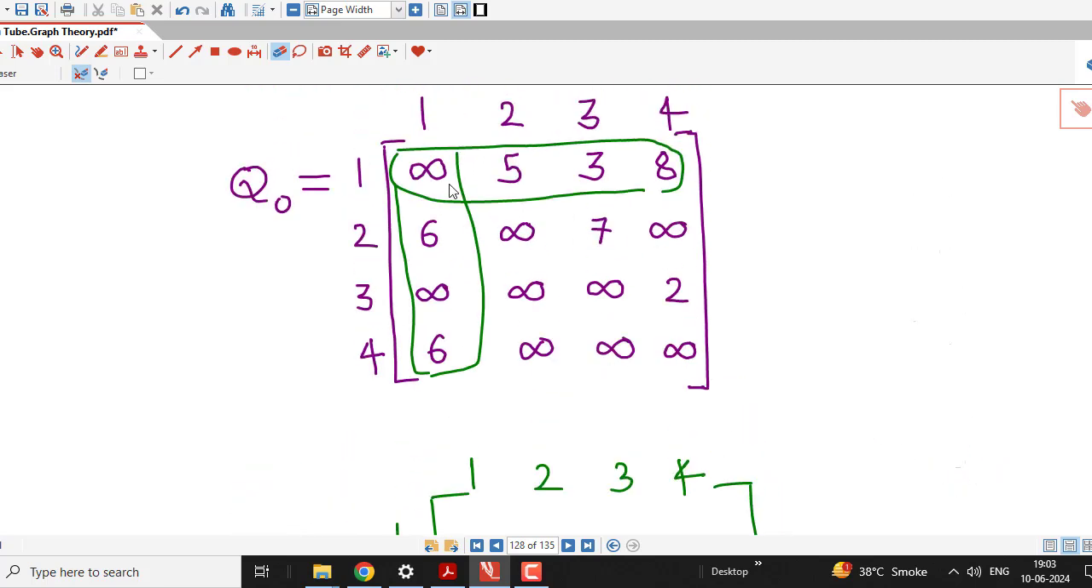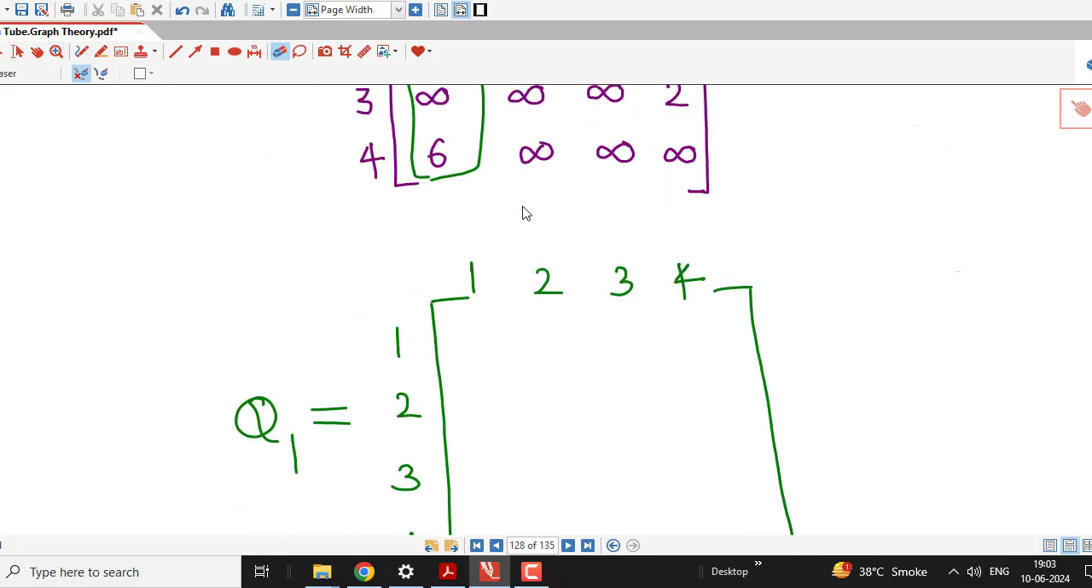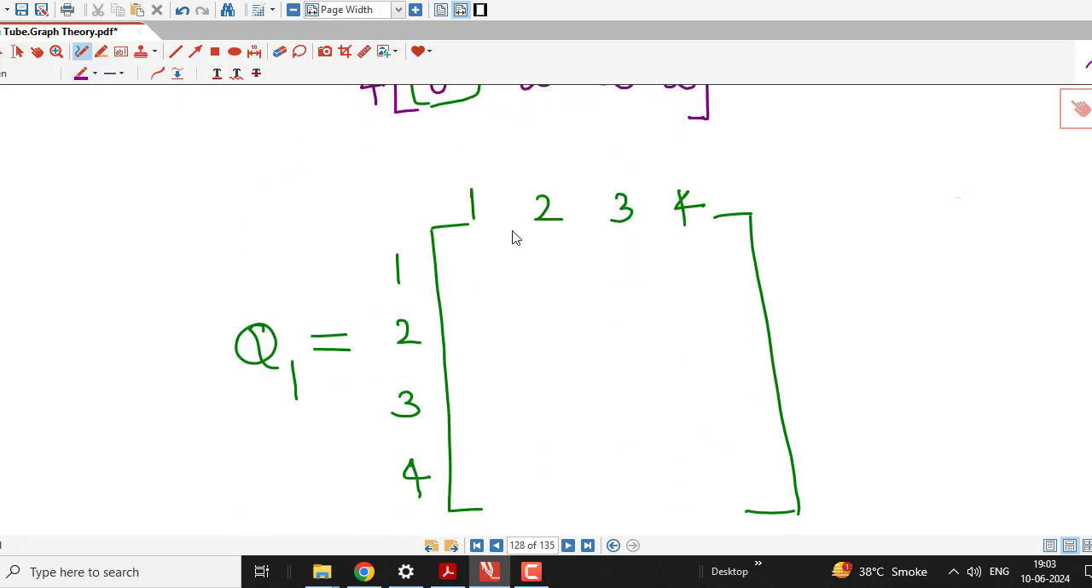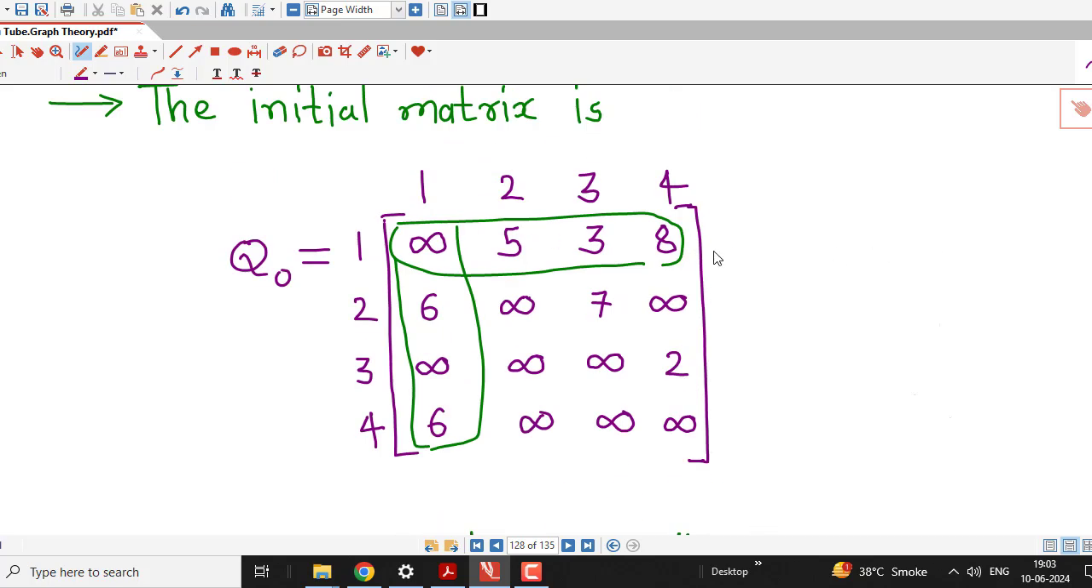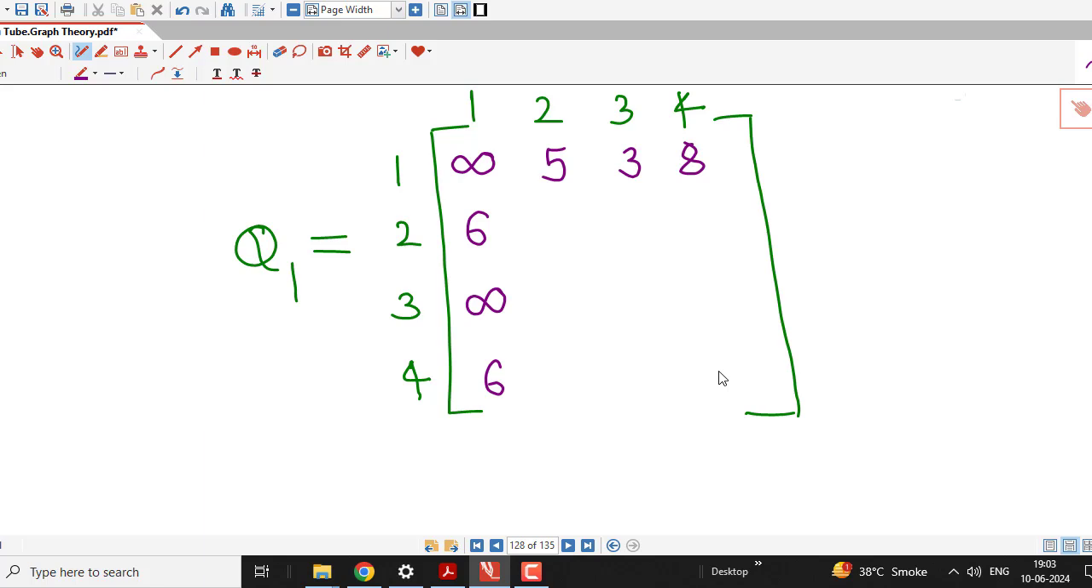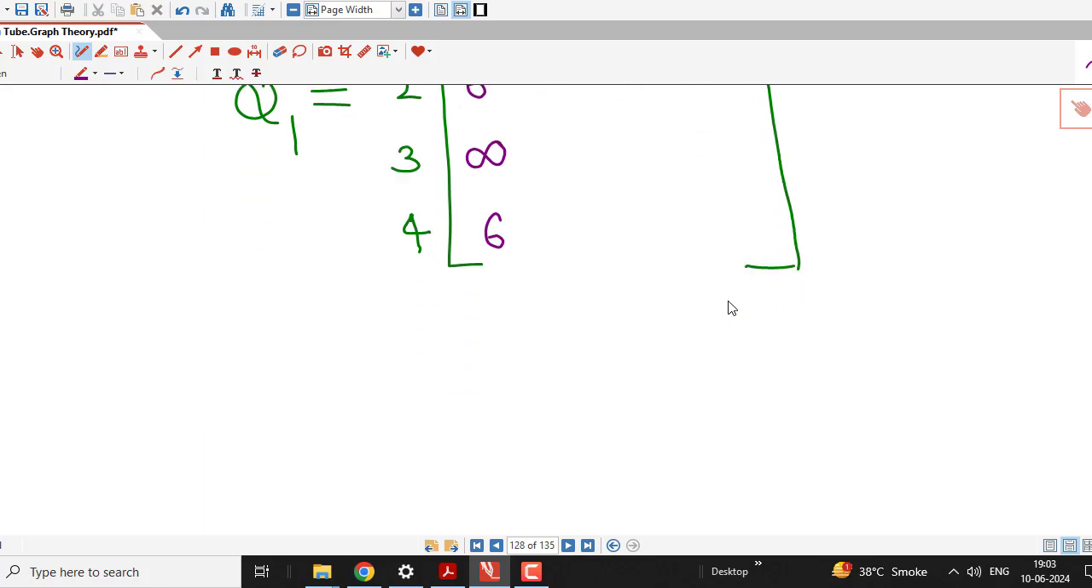So first I am writing the first row and first column as they are from Q0. The first row is infinity and 5, 3, 8. So here I am writing infinity, 5, 3 and 8, the first row of Q0. Here I have 6, infinity and 6. Now for other entries we have to use this formula which was given by Warshall.